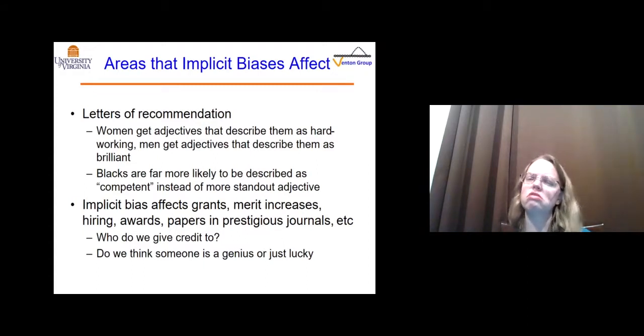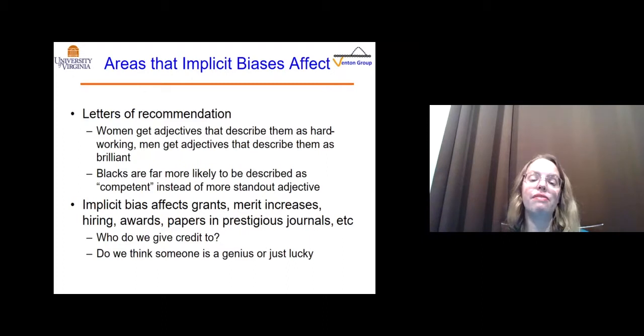And so you get the idea that the guys are really smart, and the girls aren't really smart, right? They're just hardworking. And then the same thing, Black people are far more likely to be described as competent. And you think, well, competent's good. No, it's not. You don't want someone that's competent. You want someone that's excellent. You want someone that's a standout, right? The best in the lab kind of thing. Those are what letters of recommendation are usually peppered with. And so when people are describing minorities as competent, it's really offensive, and it's not particularly helpful.